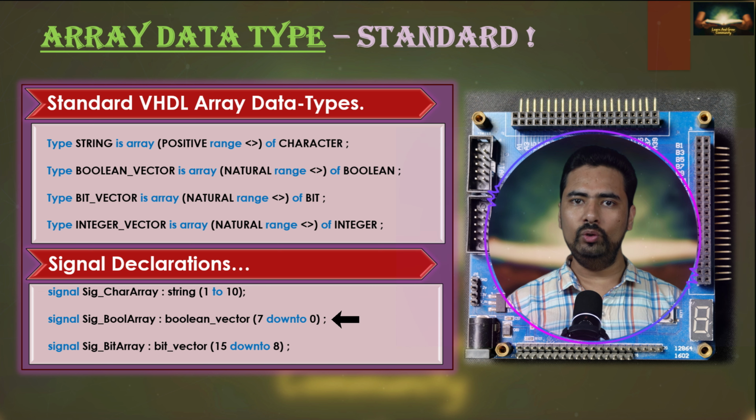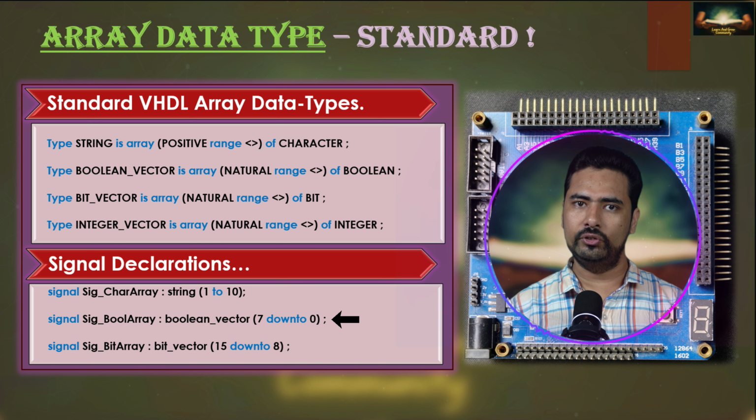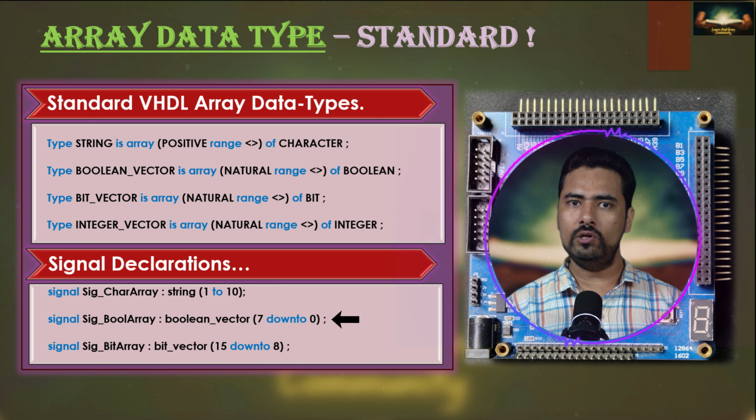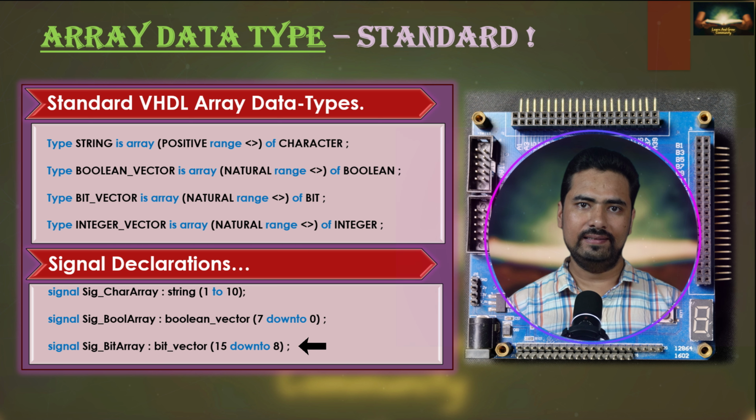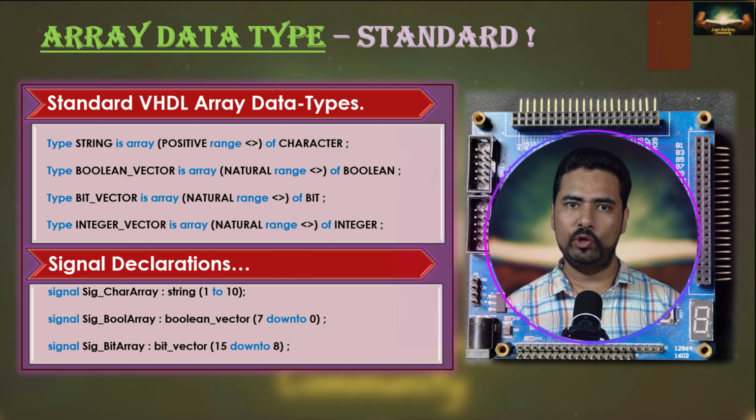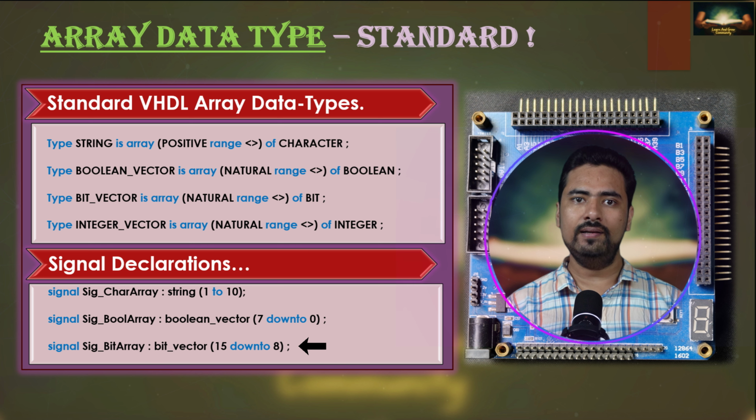Okay, coming to next. signal sig_boolean_array : boolean_vector(7 downto 0); I think now you may guess that this statement will create a signal sig_boolean_array which will have 8 boolean data and the indexes will be 7 down to 0. Same way you can assign true or false to any of the data or index of this signal. Last one here is signal sig_bit_array : bit_vector(15 downto 8); So this statement will create the signal sig_bit_array which will have 8 binary values. But you should notice here that the index range is different. It is 15 down to 8 here.